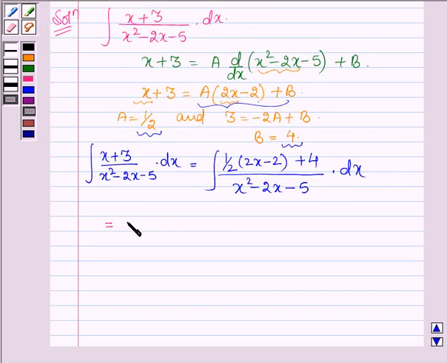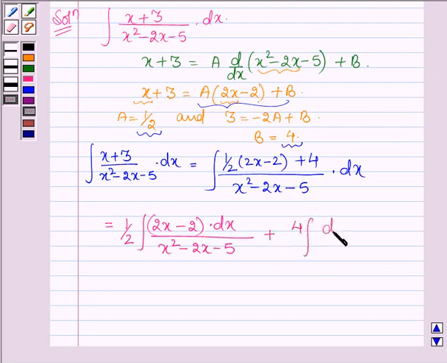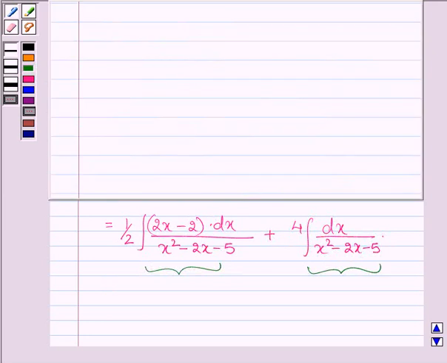Now this is further equal to, separating both the integrals and taking constants outside the integral, we have half integral 2x minus 2 into dx upon x square minus 2x minus 5 plus 4 times integral dx upon x square minus 2x minus 5. Now let us solve both these integrals one by one. The first one is integral 2x minus 2 upon x square minus 2x minus 5 into dx.